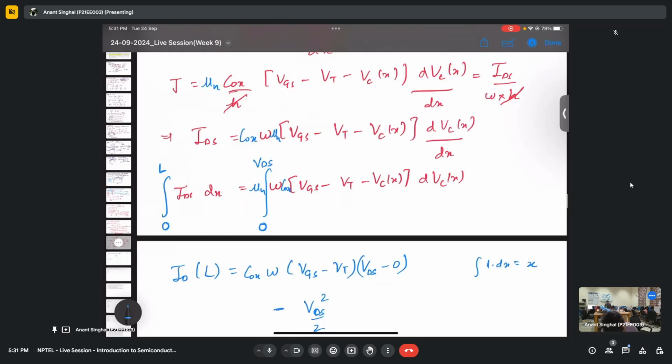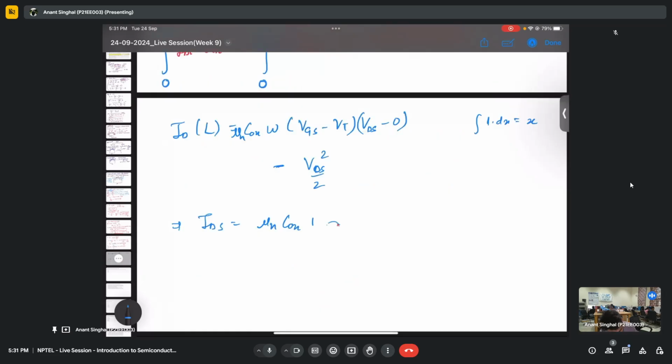So what I can write is IDS is nothing but mu n Cox W, and this L will come in the denominator, by L. And then what I have is VGS minus VT times VDS minus VDS square by 2.